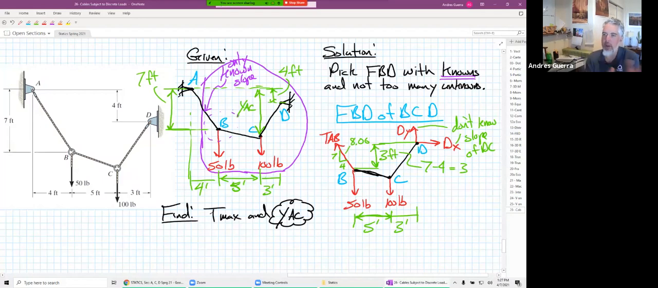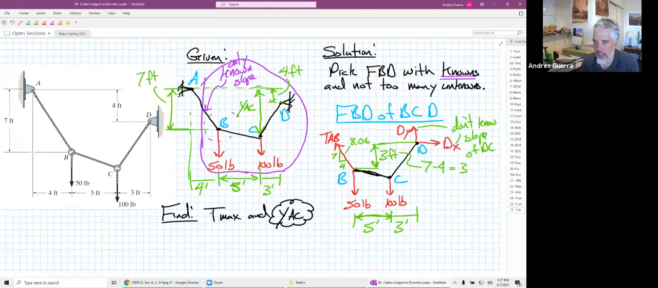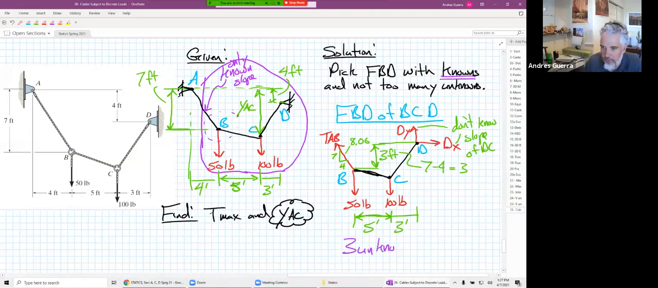So now let's think about why we picked this FBD. When we're going through our complete enumeration, we cut through a known slope, which is like a known force, and utilizing that known slope is beneficial for us. Then let's look at how many unknowns we have. We have TAB, a DX and a DY. So we have 3 unknowns, which is fine because we have 3 equations. That's good that there's only 3 unknowns.